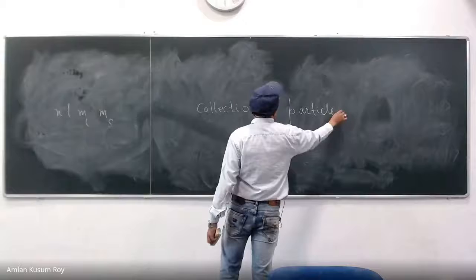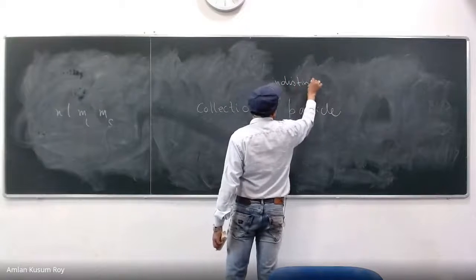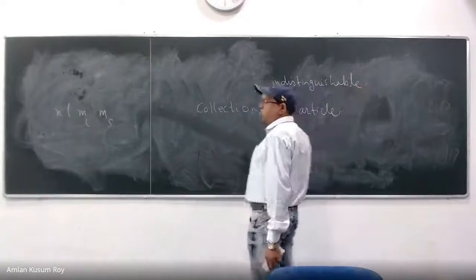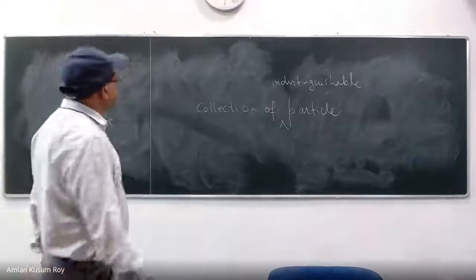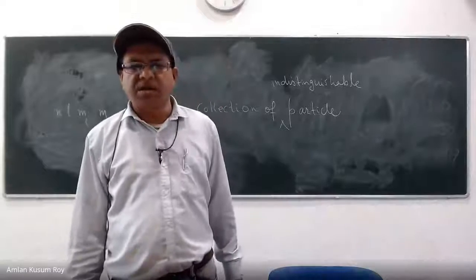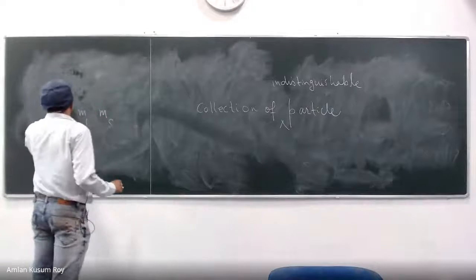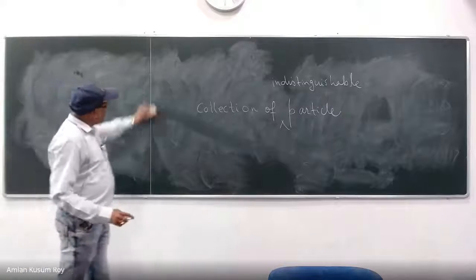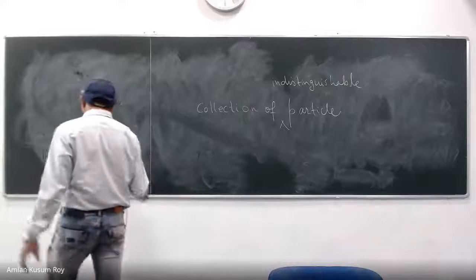A collection of particles is not good enough; we need a collection of indistinguishable particles. That is what we actually want in physics and chemistry. Everywhere you have a collection of indistinguishable particles. You may be studying some fermionic particles, you may be studying some bosonic particles. It doesn't matter which, but you do have a collection of particles which are indistinguishable from each other. All chemical compounds and all physical substances belong to that.